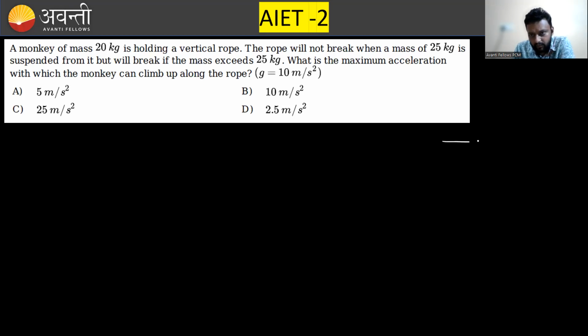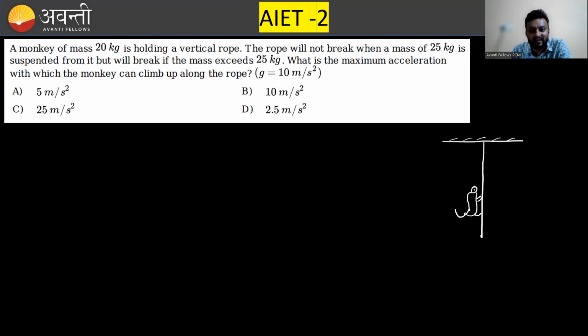Let's suppose this is the rope, on which there is a monkey. I am trying to draw a monkey. I don't know, I am not a very good person. Okay, this is a monkey. Very good monkey. These are the eyes of the monkey.